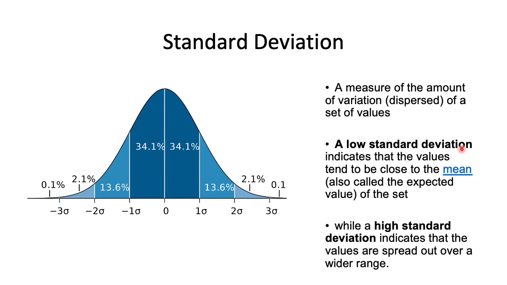A low standard deviation indicates that the values tend to be close to the average, which is also called the mean. And a high standard deviation indicates that the values are spread out over a wider range.